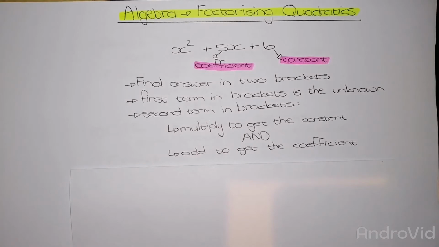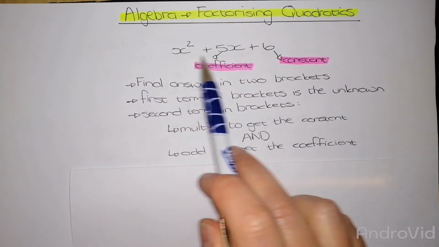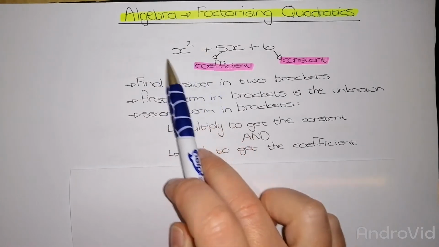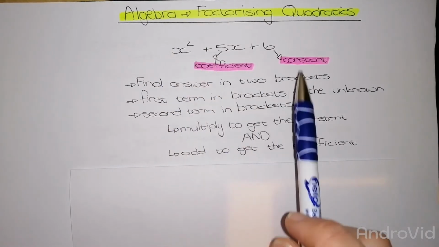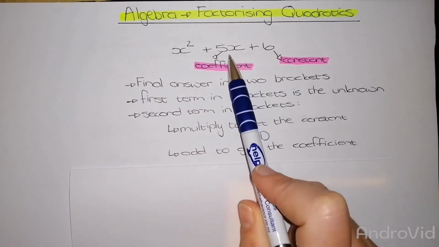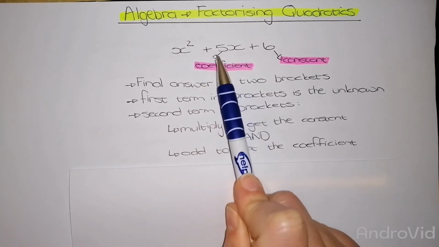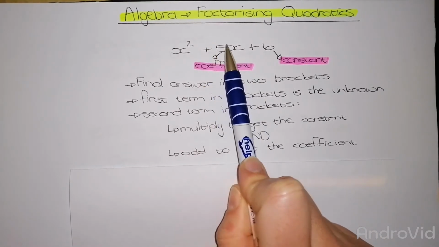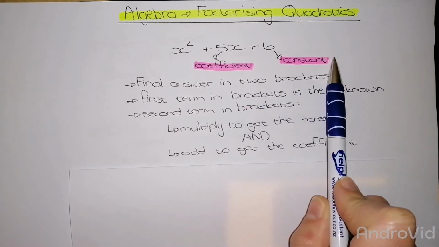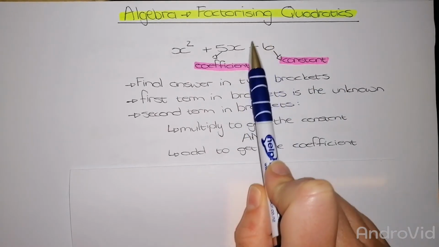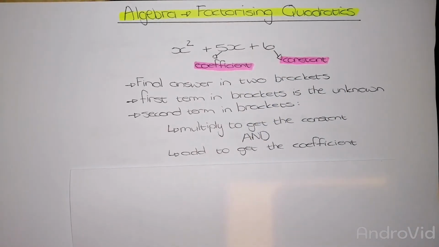Factorizing quadratics. A quadratic equation always has three terms and it starts with something that is squared. In a quadratic equation, we get the coefficient, which is all the numbers that are in front of my unknowns, and we also get a constant, which is my last term in my quadratic equation.